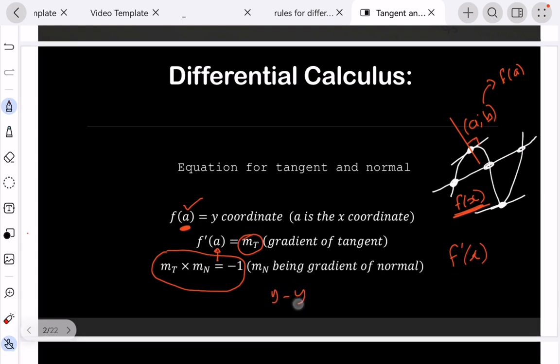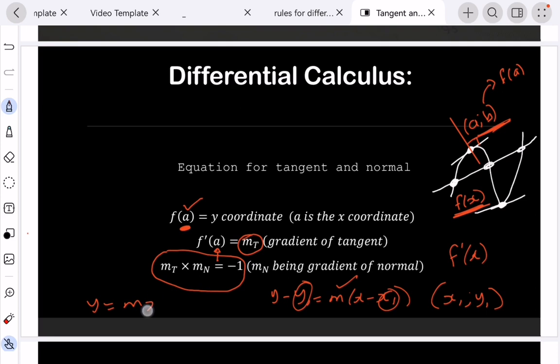y minus y1 equals m times (x minus x1). Remember, y1 and x1 are the same as a and b here. So we will have m, we'll have y1, we'll have x1. Then you solve your equation, you leave it in the form y equals mx plus c, just like that. Okay, let's attempt the question.